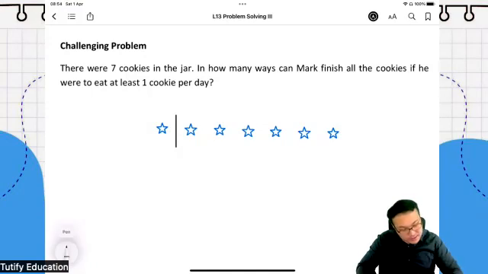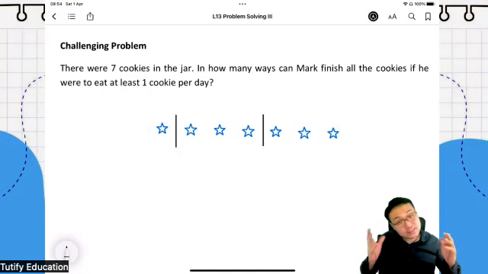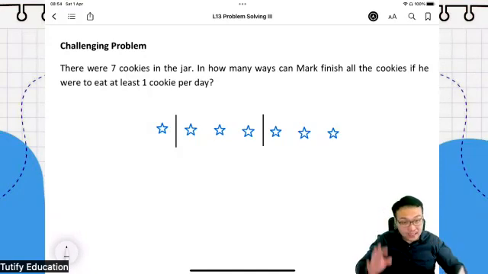Let me do another one. If I draw another bar here, what does it mean? It means that I ate 1 cookie on the first day, 3 cookies on the second day, 3 cookies on the last day. Do you notice that I finished all the 7 cookies? Right, students?